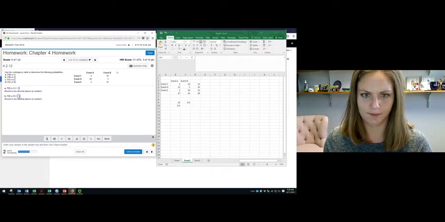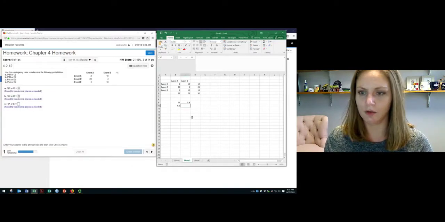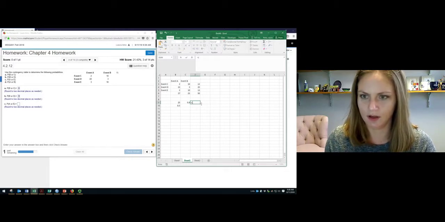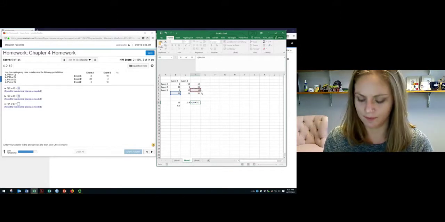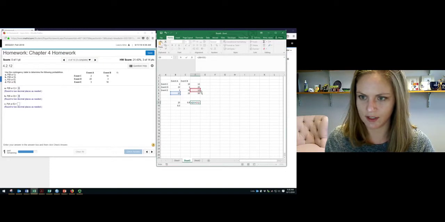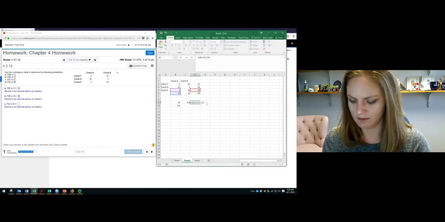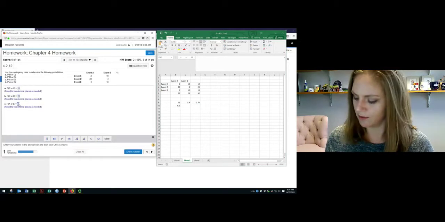D or D. So 90%. A or E. The total of A. The total of E. Subtracting out that redundancy and dividing by the total is 0.74.